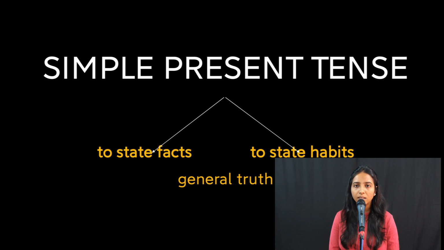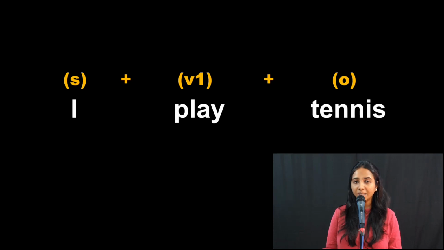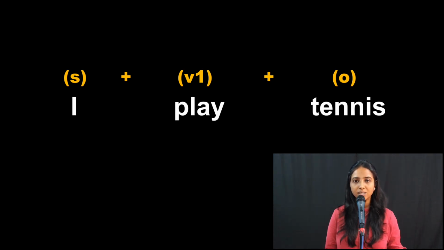So now let's look at the formulation of the simple present tense. I play tennis. So here I is the subject, play is the base form of the verb, that is V1, and tennis, that is the object.